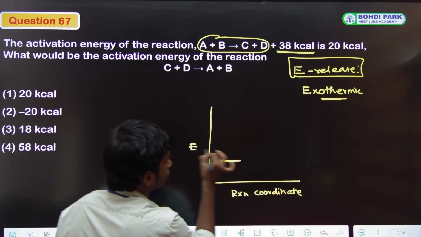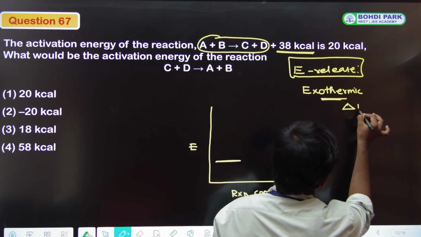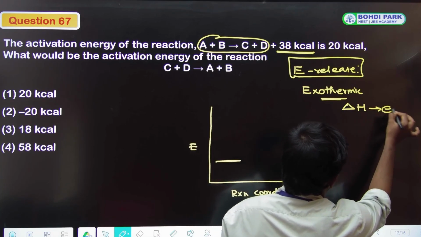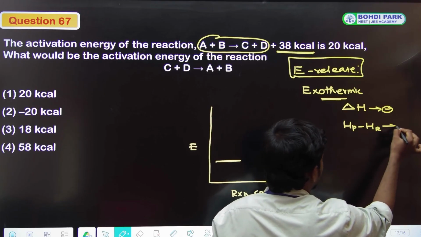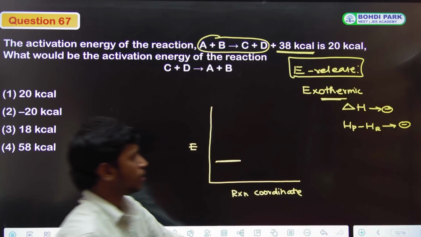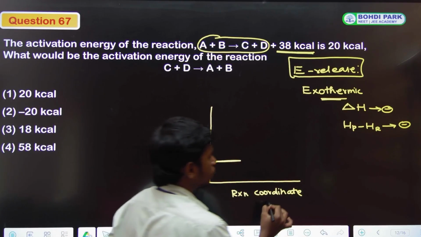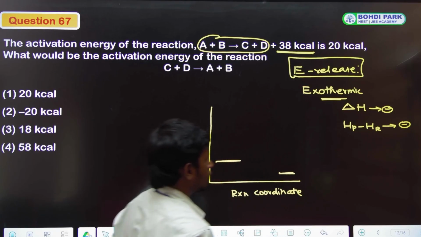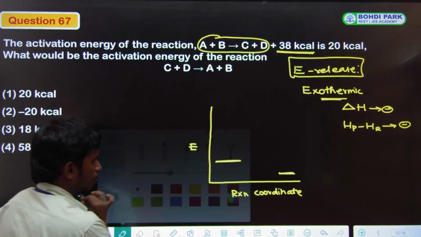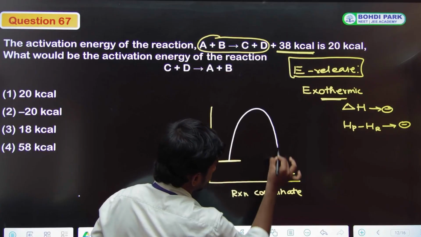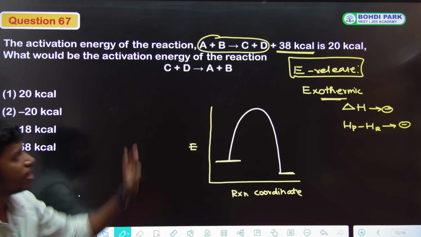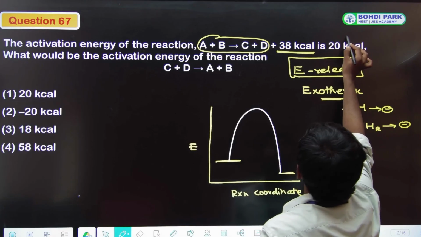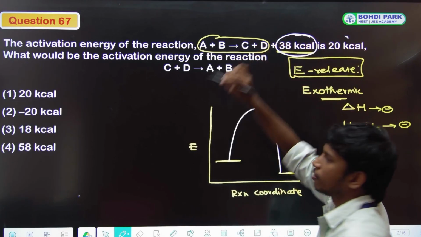இது energy. For exothermic reaction, the delta H is negative. So HP minus HR நமக்கு negative ஆ இருக்கணும் அப்படின்னா the HP value must be minimum. HP ஓட value low ஆ இருக்கணும், HR ஓட value high ஆ இருக்கணும். And it must pass through an activation barrier. Okay, இதான் உங்களோட exothermic reaction. இதுல என்ன கொடுத்திருக்காங்க? 38 kilocalories is given out னு கொடுத்திருக்காங்க.